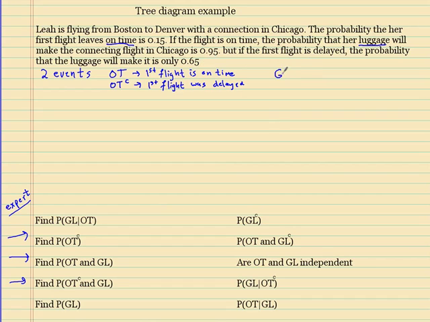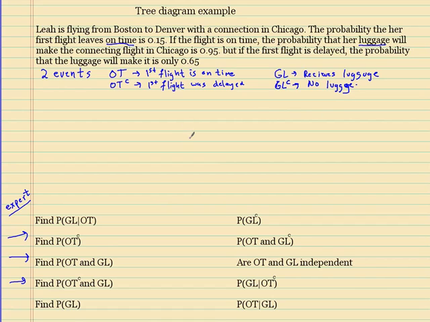So I'm going to call that get luggage. This is she receives luggage. Let me see if I'm doing that wrong. I before E, except after C. She receives luggage when she gets to her final destination, or GLC is no luggage. Okay?